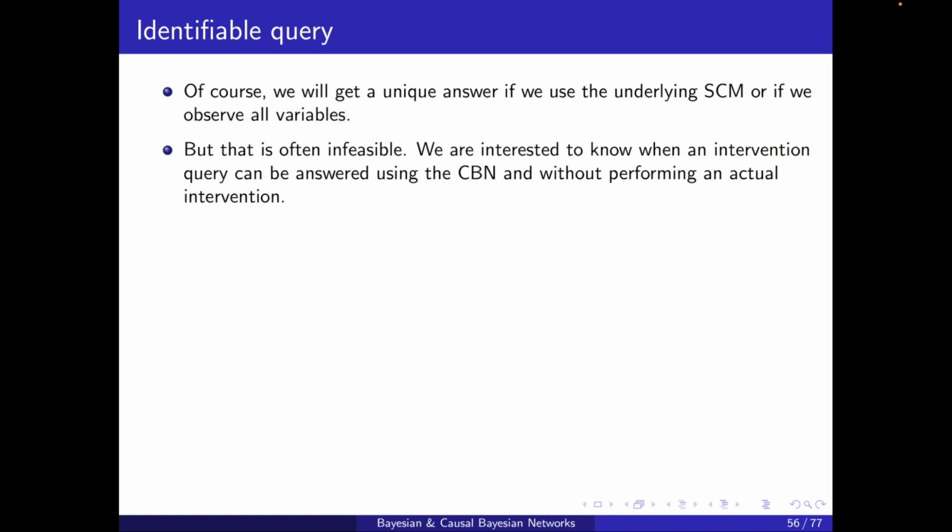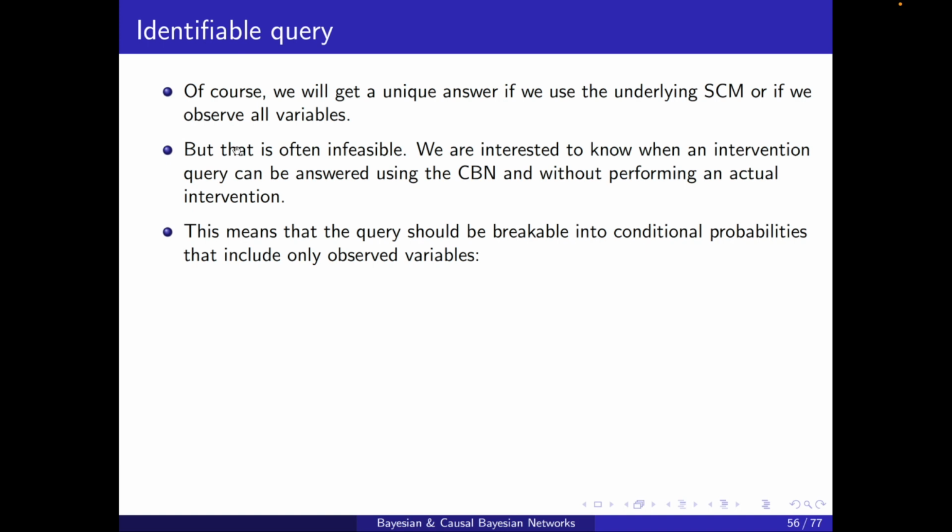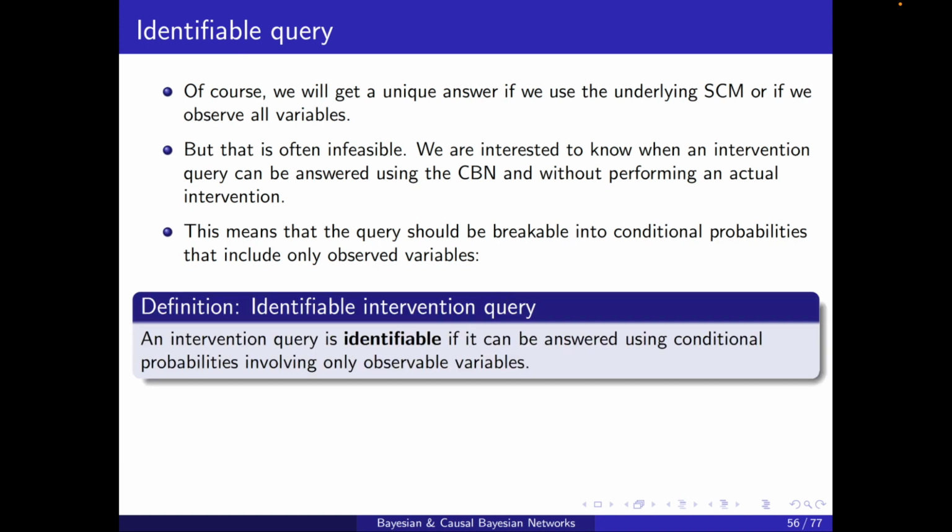So we are interested to know when an intervention query can be answered using CBN without performing an actual intervention. This means that the query should be breakable into conditional probabilities that include only observed variables. And this brings us to the definition of the so-called identifiable intervention query. An intervention query is identifiable if it can be answered using conditional probabilities involving only observable variables.